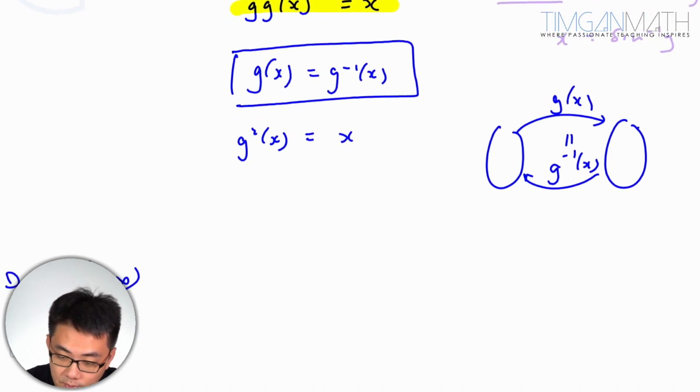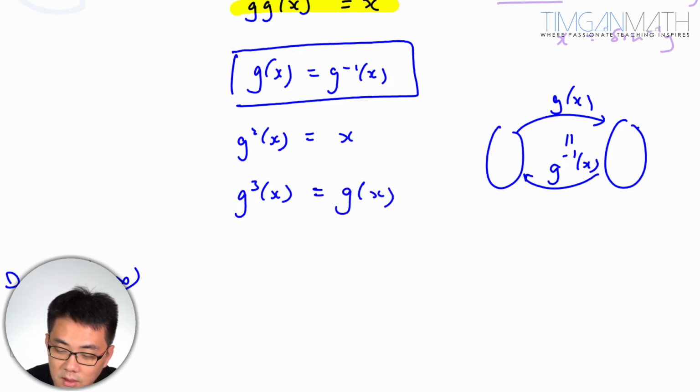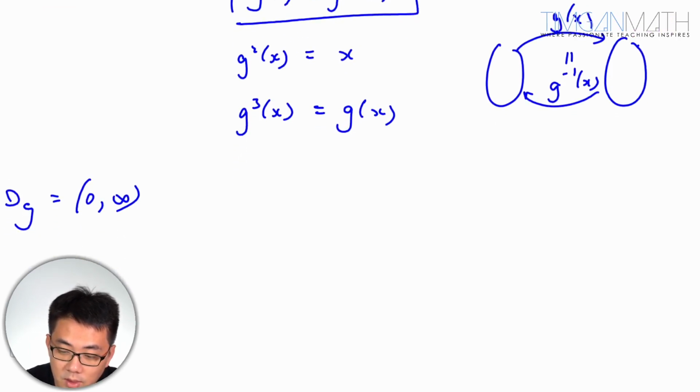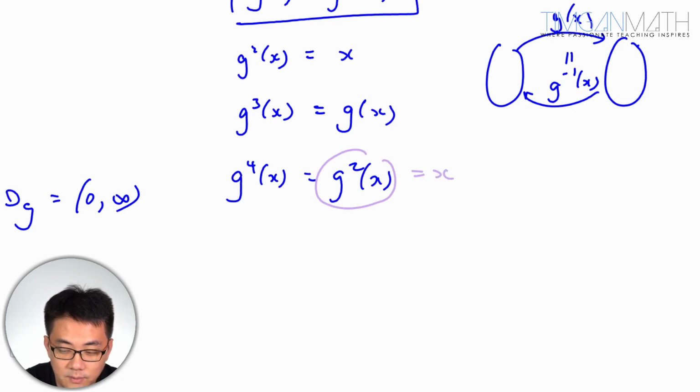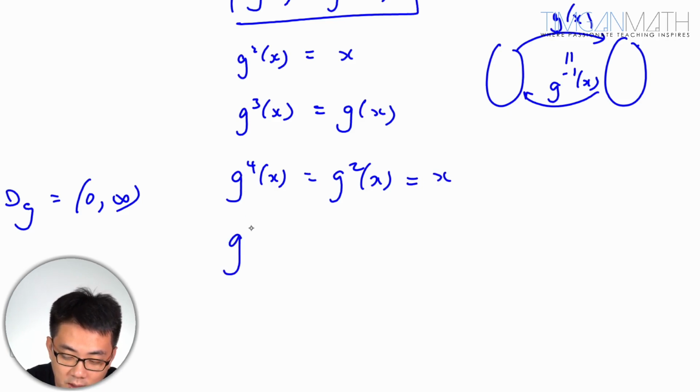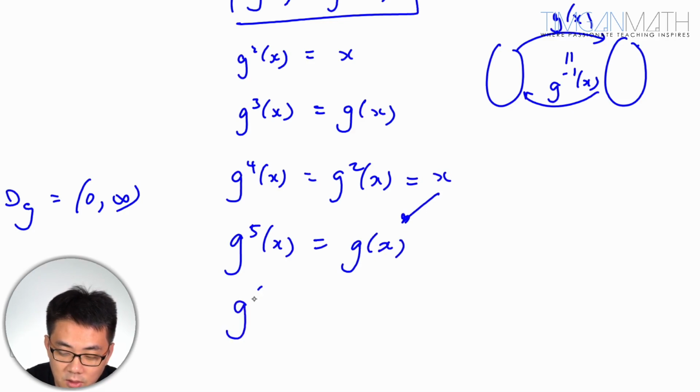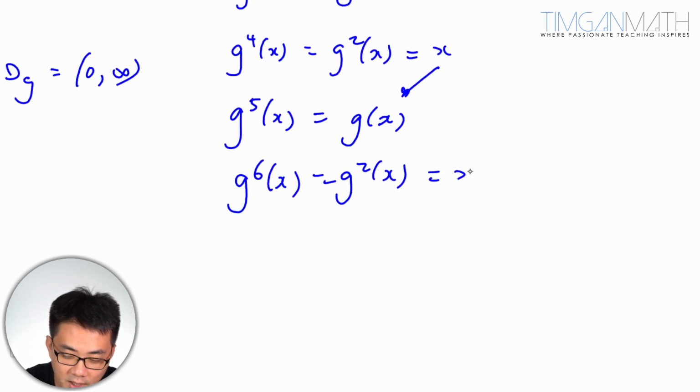Then you g again, you get g cubed x equals to g(x), right? Then g to the power of 4: you g again, you get g to the 4 of x equals to g squared x, which can be simplified to x again. Then you g again, g to the 5 of x equals to g(x). Then g to the 6 of x equals to g squared x, which happens to be x again.